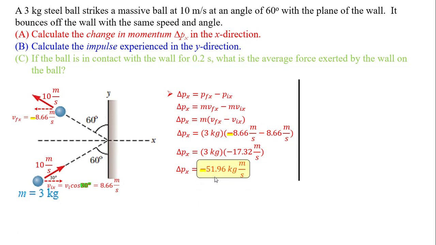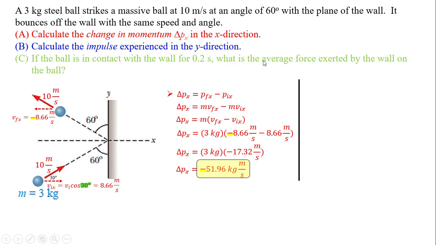Part B. Part B asks us to find the impulse experienced in the y direction. Why it uses the term impulse really is asking the same thing as part A. Impulse is the change in momentum, so the terminology here shouldn't throw you off. Impulse is exactly the same as change in momentum, except it wants it in the y direction.